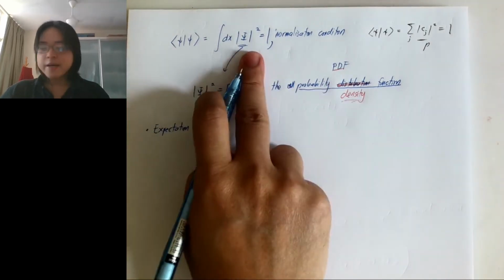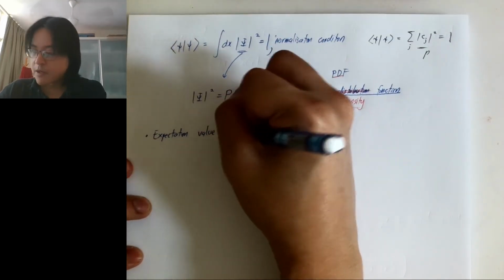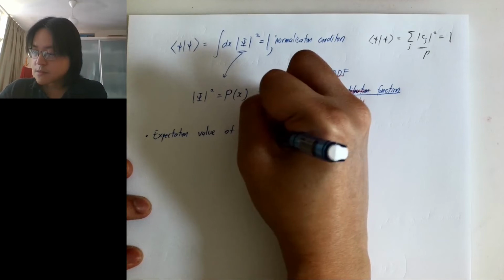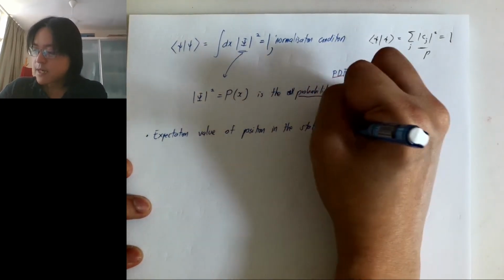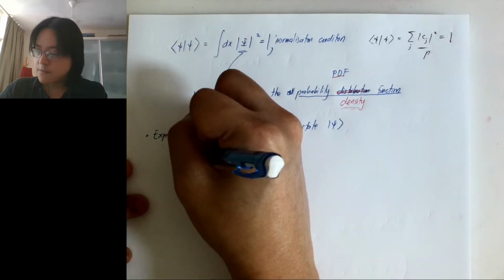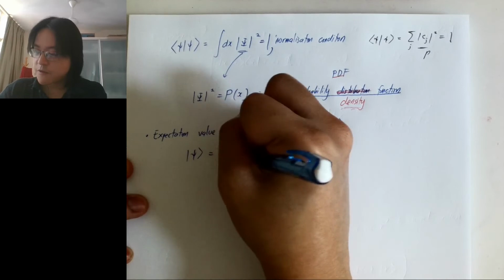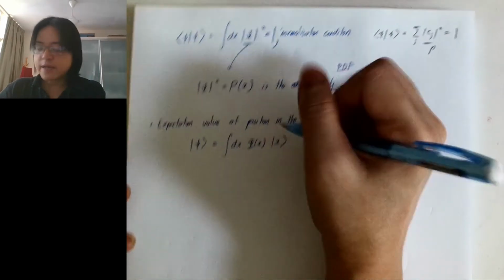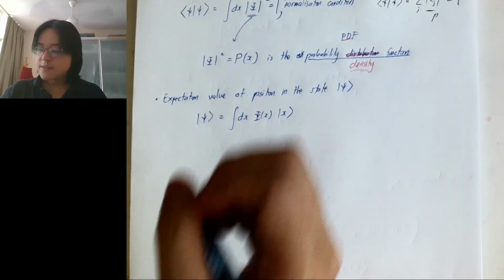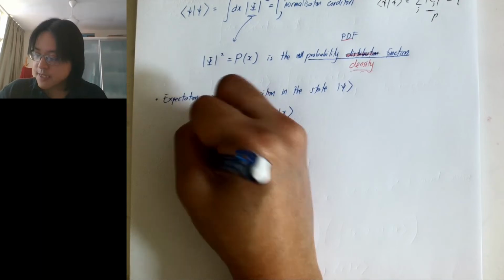And remember, we are dealing with position now. So if I want to calculate the expected value of position in the state psi, then psi is equal to the integral over dx of psi(x) times the ket x, right? So we got this situation here, and then my x operated on psi.